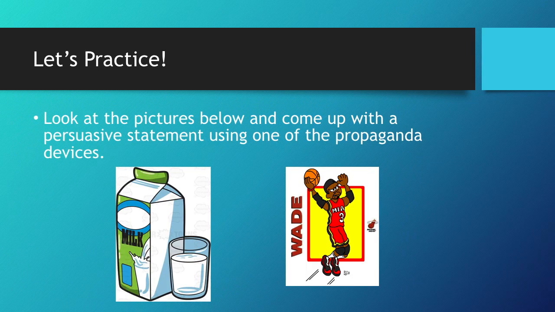Now, after going over those 5 propaganda techniques, let's practice. I want you to look at the pictures below and come up with a persuasive statement using one of the propaganda devices. You can pause the video or you can wait a while. I'm going to give you just a few minutes to think of a statement that you can come up with using the pictures below. We have milk and we have a picture of Dwayne Wade, famous basketball star from the Miami Heat.